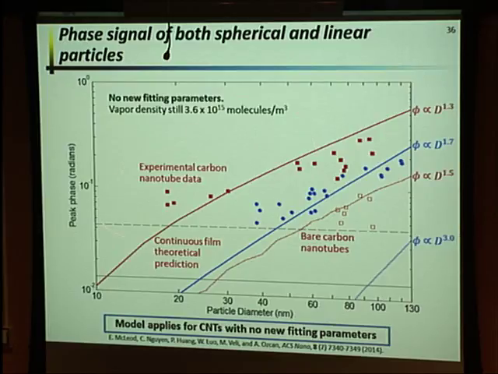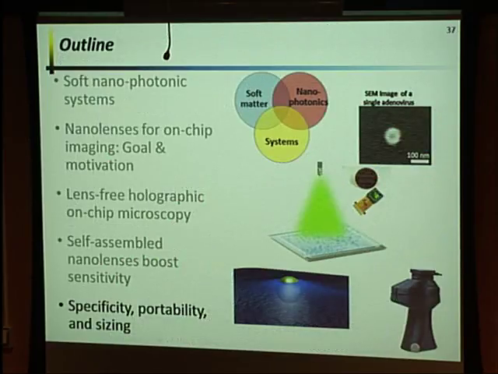So what we can do is take these results and add them to our graph. We aren't adding any new fitting parameters. We now have results from three different sets of experimental data: the spherical particles, the carbon nanotubes with the nanolenses, and the carbon nanotubes without the nanolenses. And considering that we aren't adding any new fitting parameters, things still fit reasonably well.